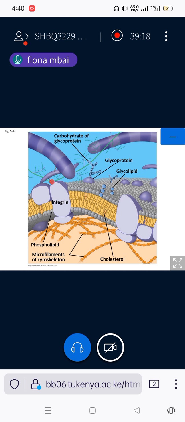So here is an image. I think I've shown you this before. So you can see the carbohydrates here. And then of course all these components on the extracellular domain.